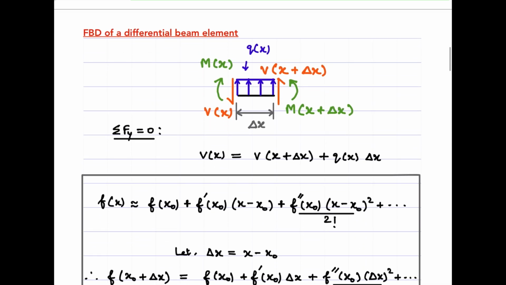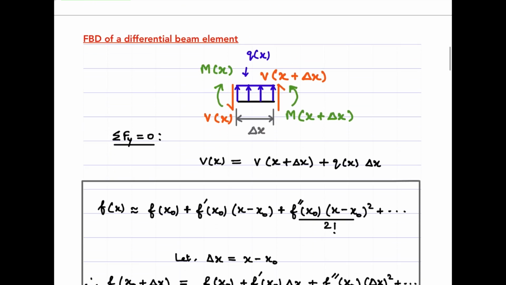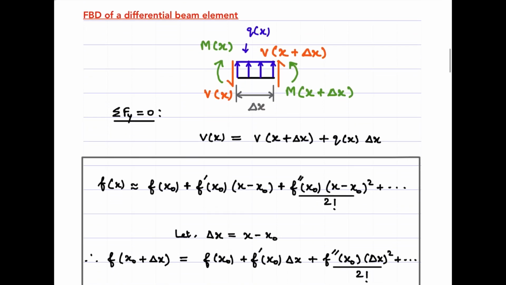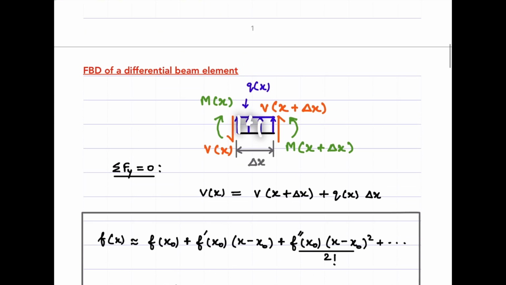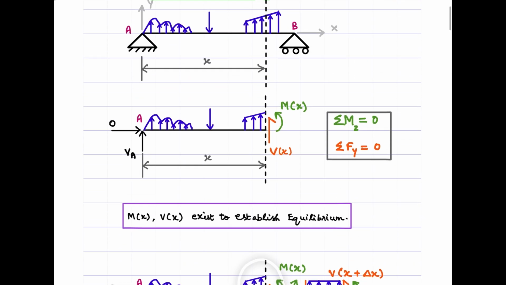We will step further. Now we are going to take the free body diagram of this differential element. We are going to use the equilibrium equations to establish the relation. Right? Mind that the force is considered to be acting upward. Right? However, we see that in the actual beam, the variation is a uniformly varying load, right?